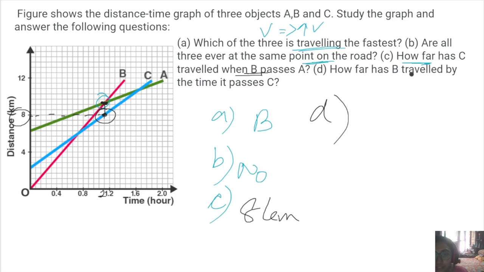D. How far has B traveled by the time it passes C? B has passed C at around about this point, right? Almost. So how far has B traveled? If we take near about this point, it is coming more or less between 4 and 8. So we can say approximately 6 kilometers. So this was an interesting velocity sum. Later, if you have a problem, you can just pause the video and watch it again.